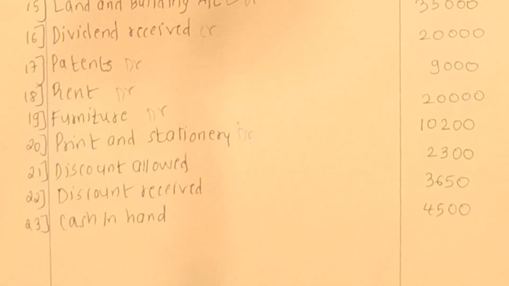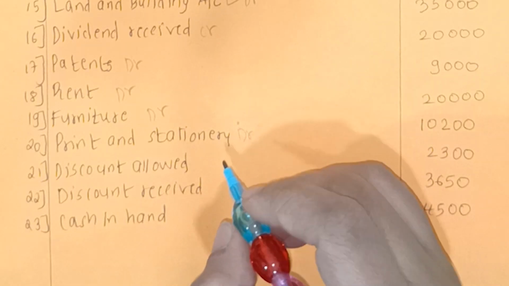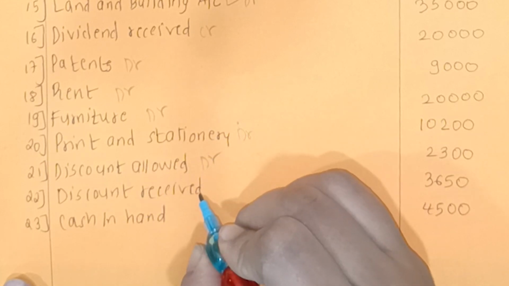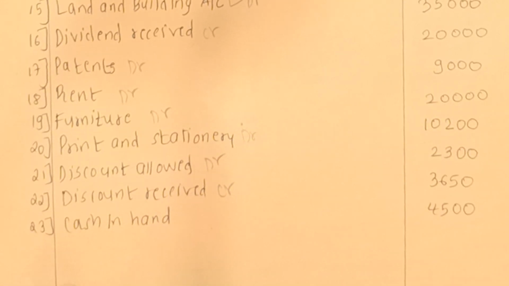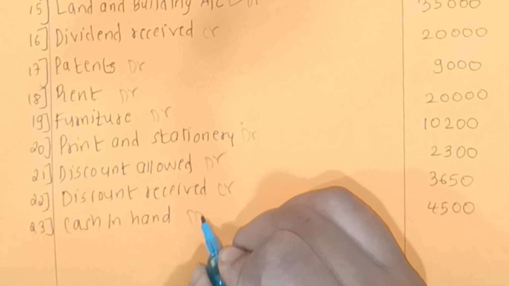Next we have discount allowed and discount received. So students, first of all we should know the meaning of discount allowed and discount received. Discount allowed is when the seller of the goods or services gives a discount to the buyer, and discount received is the reverse situation. It means the buyer of the goods or services is granted a discount by the seller. So discount allowed is an expense to us, because we are giving it to the buyer. So if it is an expense, it will be debited. Discount received is an income, so it will be credited. Then last we have cash in hand. Cash in hand is an asset to us, and therefore it will be debited.